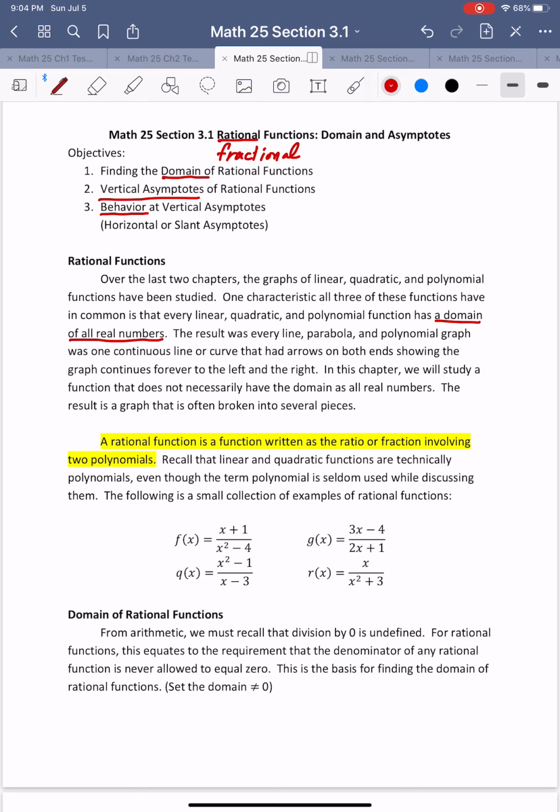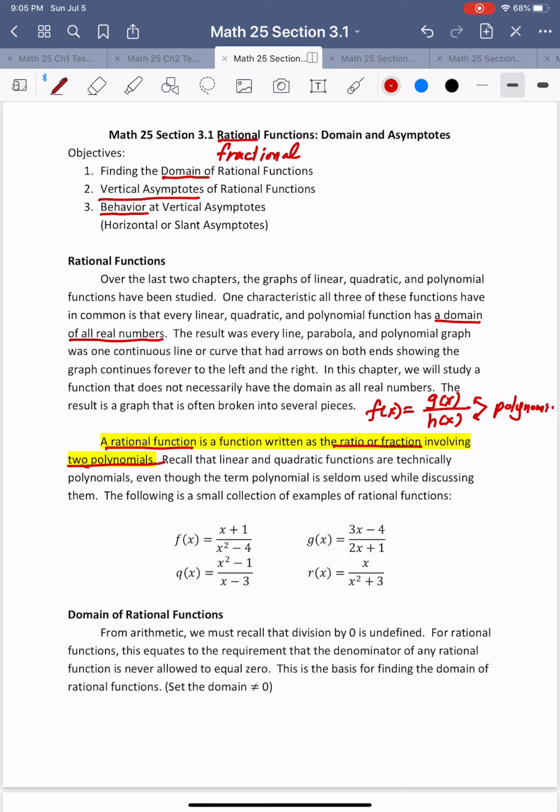But in this chapter, we'll study functions that do not necessarily have a domain of all real numbers. So the result is a graph that is often broken into several pieces. A rational function is a function written as a ratio, a fraction, involving two polynomials. When you have a rational function, you get two functions, but each of them, the g function and the h function, is a polynomial.